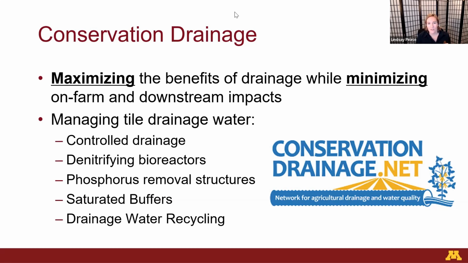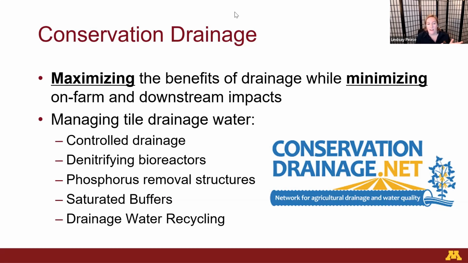Controlled drainage is where you can turn on and off your tile drainage system at different times of the year using gates or boards, or even, if you have a lift station, physically switching them on and off. Denitrifying bioreactors are something you can put at the outlet of a drainage system to help reduce nitrate concentrations if that's a concern in your watershed. Phosphorus removal structures are the equivalent practice, but for phosphorus.